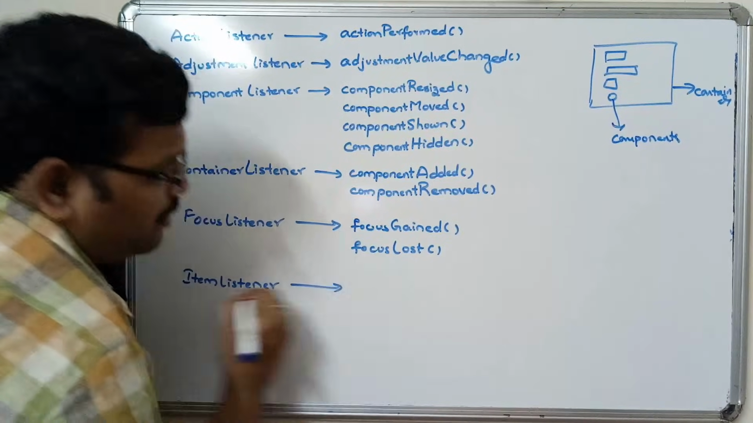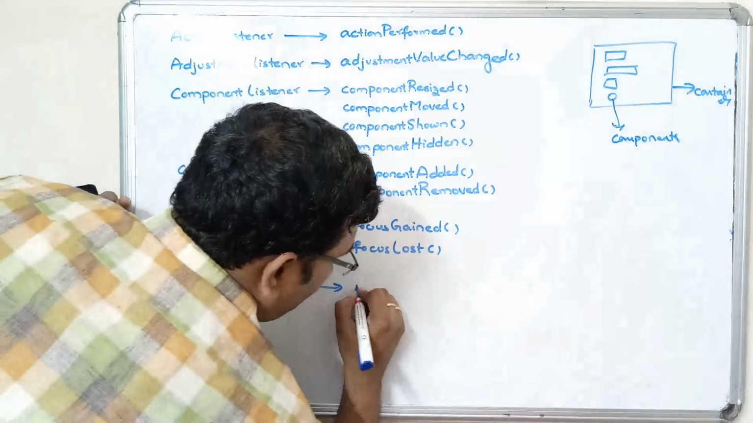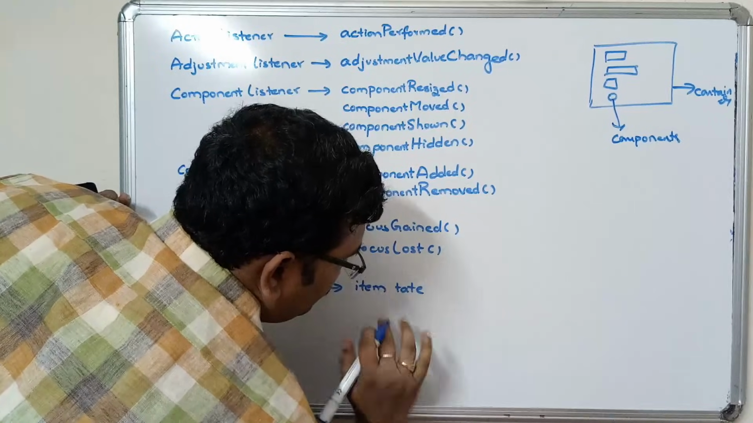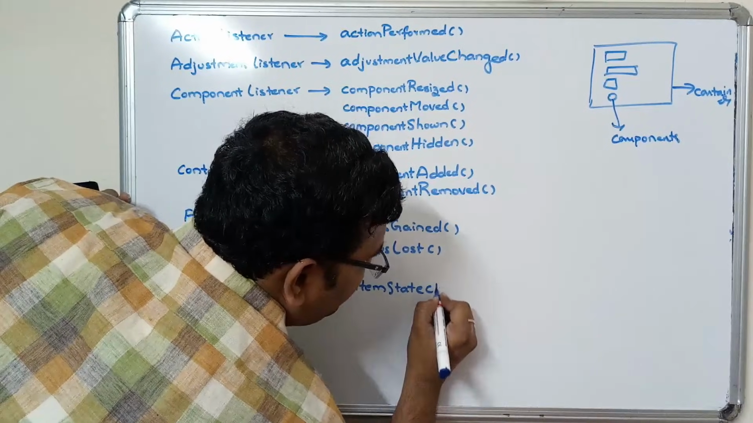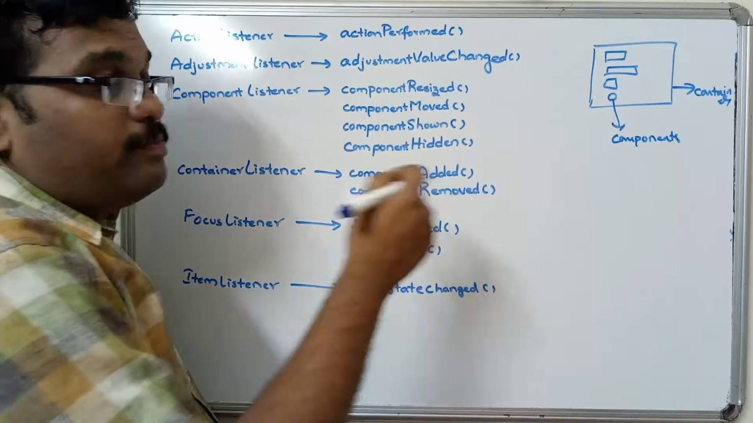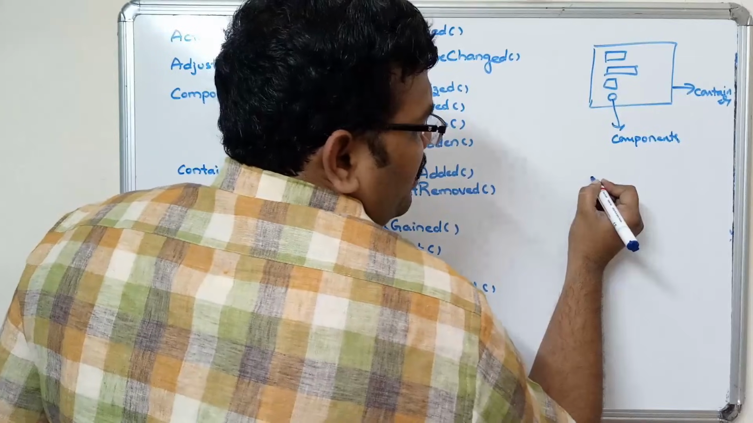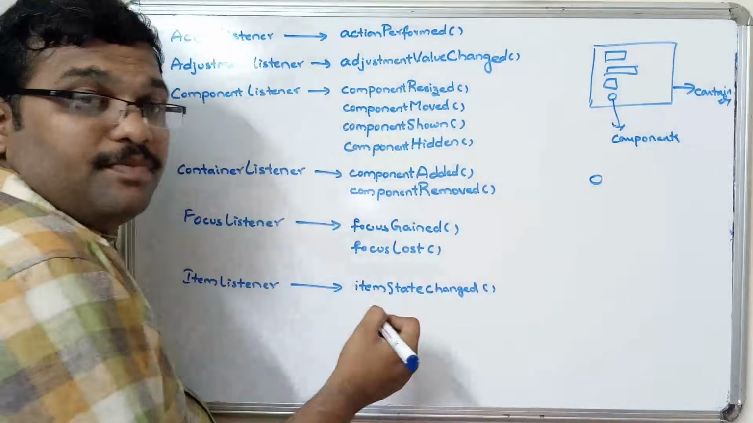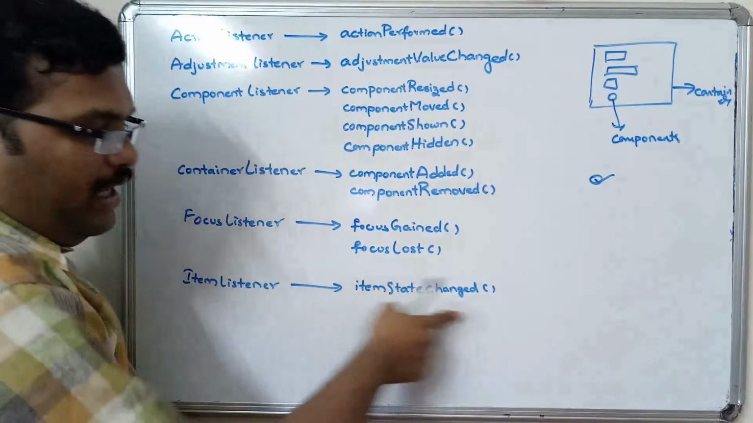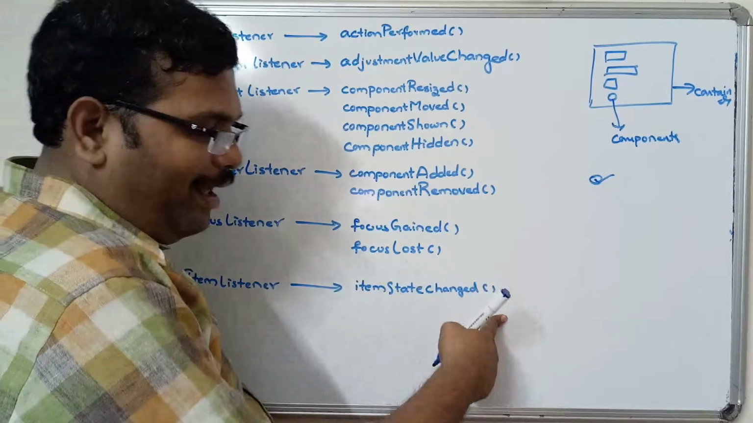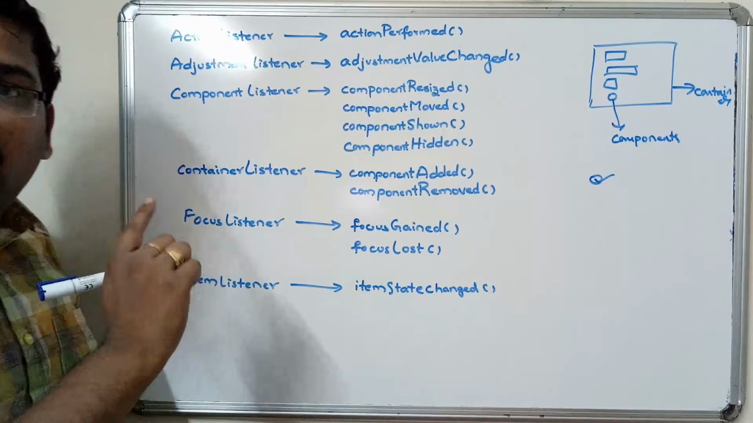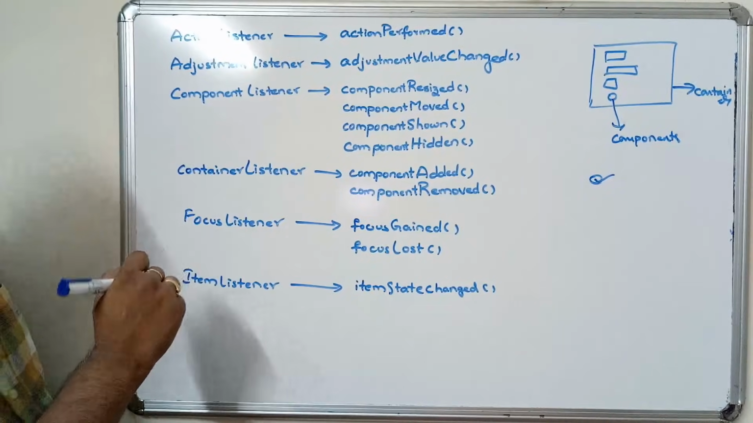Item listener. Only one method is there: item state changed. Item means, let us say, radio buttons, right? Initially, if it is deselected and you select it, automatically we have to write the code in item state changed. So only one method is available for item state change.